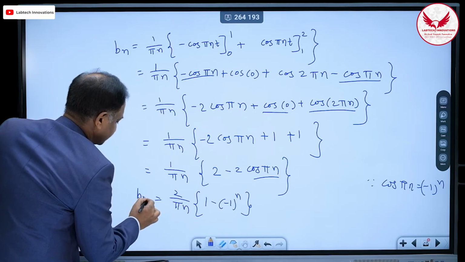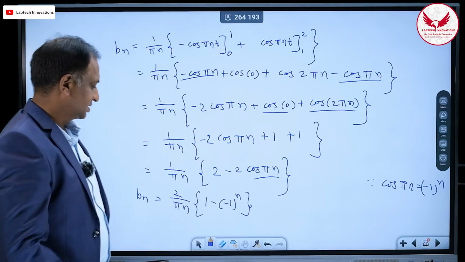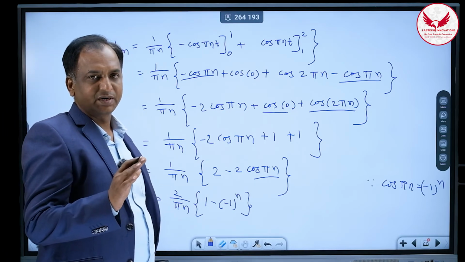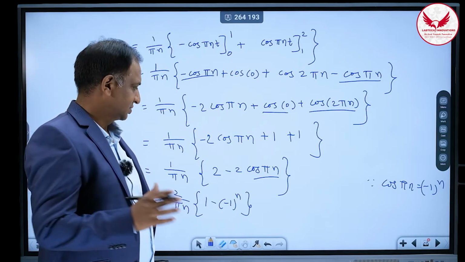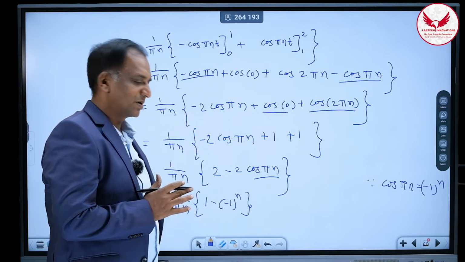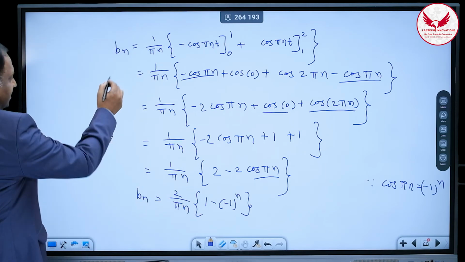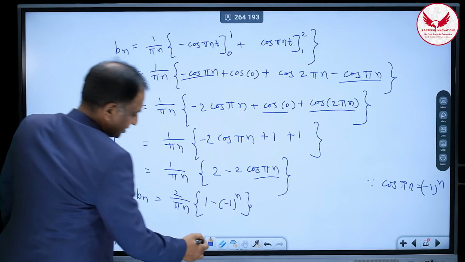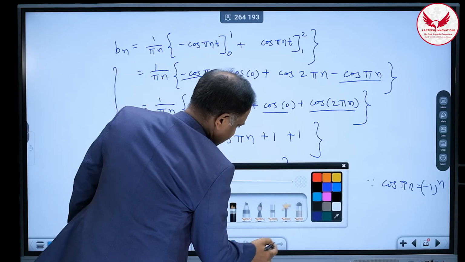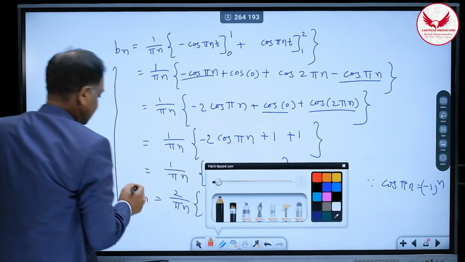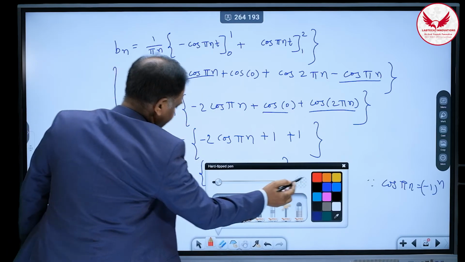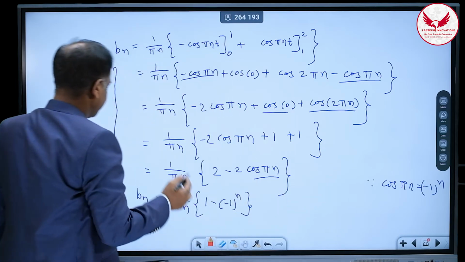bn coefficient. And we know if the signal exhibits half wave symmetry, only odd harmonics are present. So this signal will be present for odd harmonics, so I will just demonstrate that here. Now I will go further in detail about this bn coefficient.